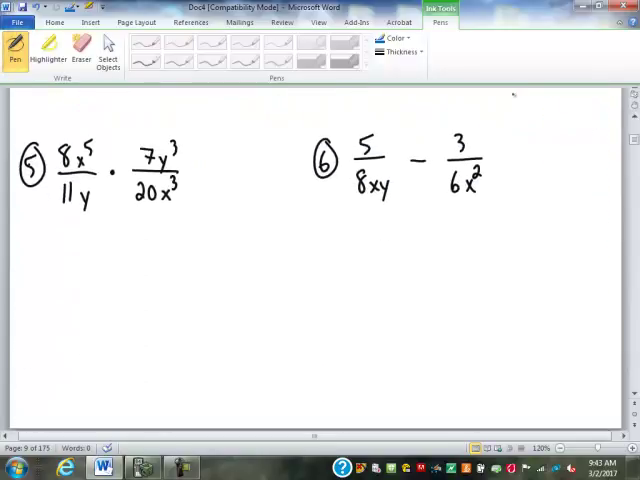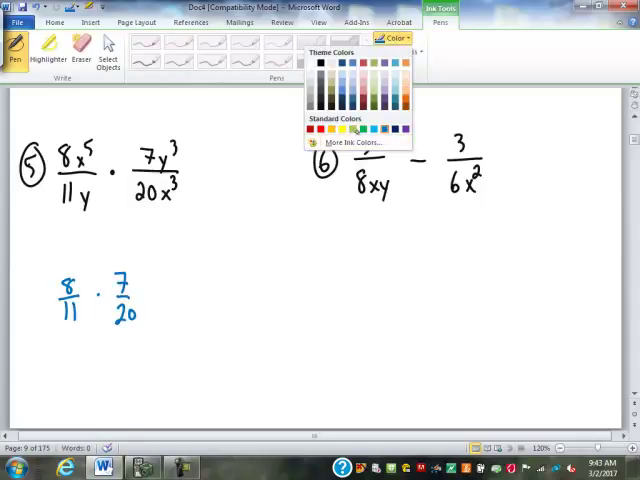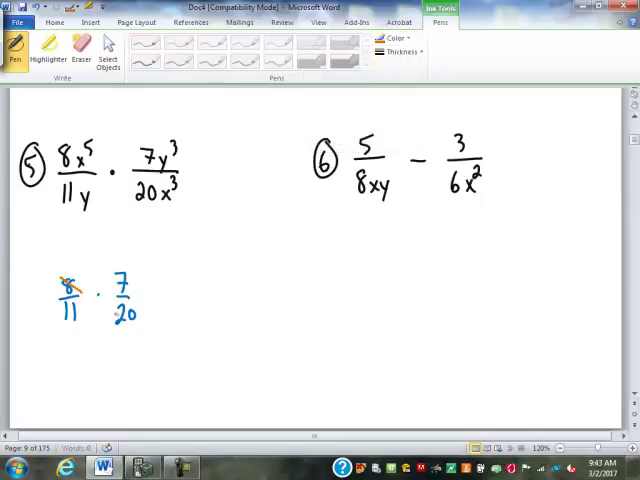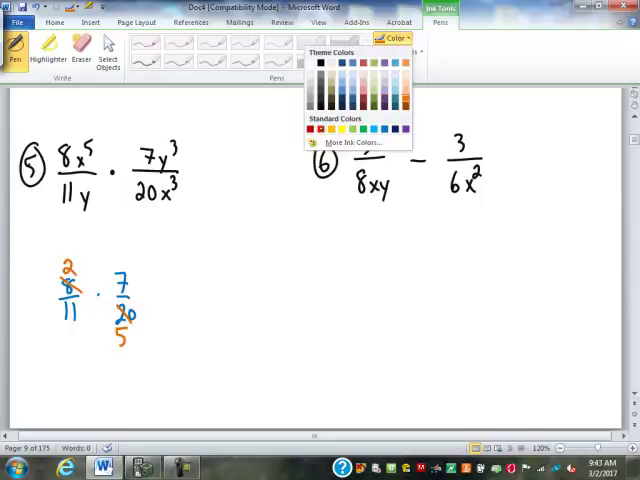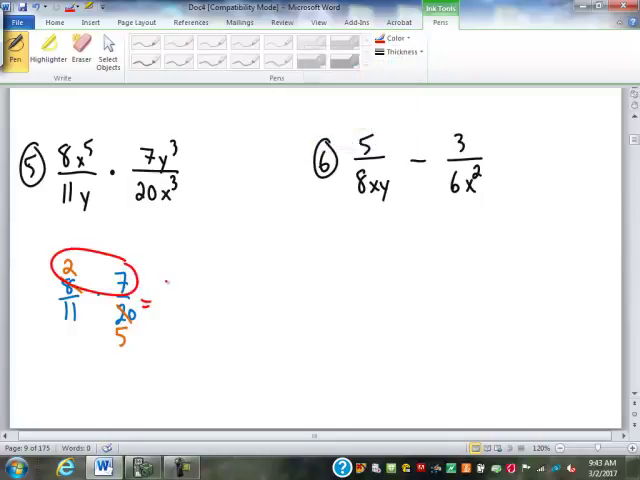So on to 5 and 6. In 5 and 6, we're throwing in the variables. Number 5 is just multiplication, so we're going to separate out the numbers. So 8 over 11, 7 over 20. Can I reduce anything? Yes, the 8 and the 20 both divide by 4. So 8 divided by 4 is 2. 20 divided by 4 is 5. So then we have 2 times 7 is 14, and 11 times 5 is 55. So the numerical portion of our answer is going to be 14 over 55.